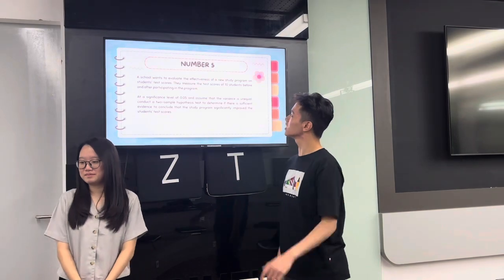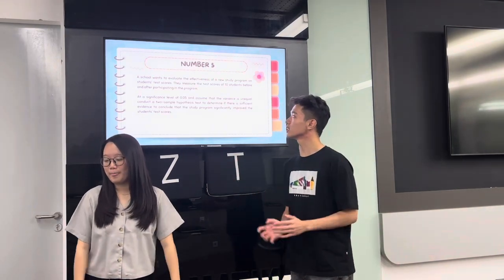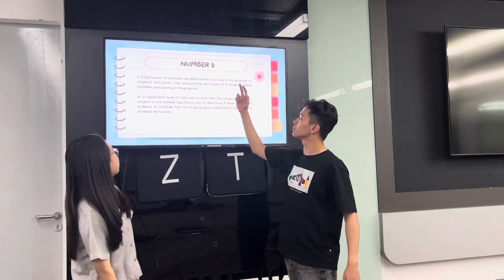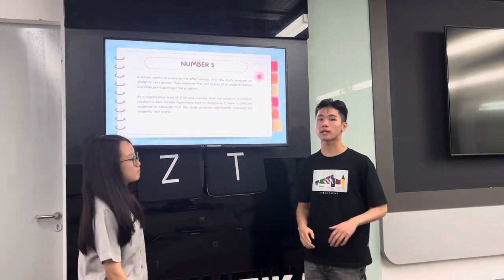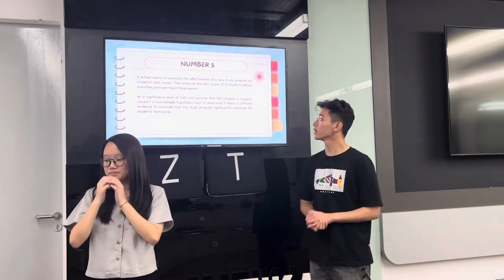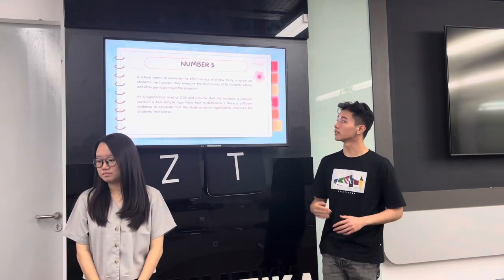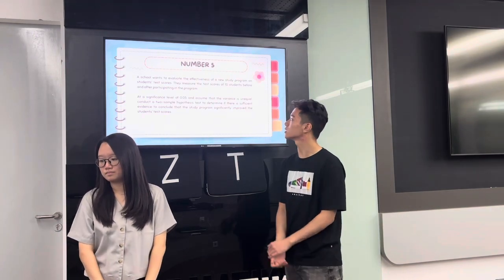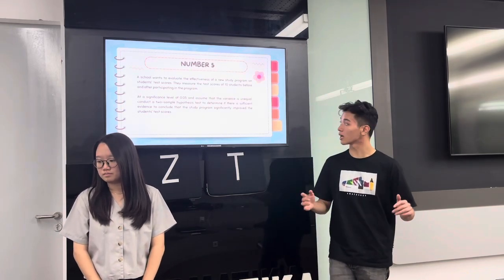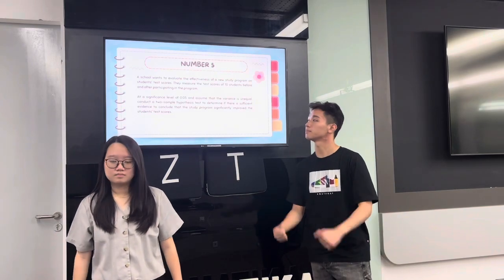A school wants to evaluate the effectiveness of a new study program on students' test scores. They measured the test scores of 10 students before and after participating in the program. At a significance level of 0.05 and assume that the variance is unequal, conduct a two-sample hypothesis test to determine if there is sufficient evidence to conclude that the study program significantly improves the students' test scores?